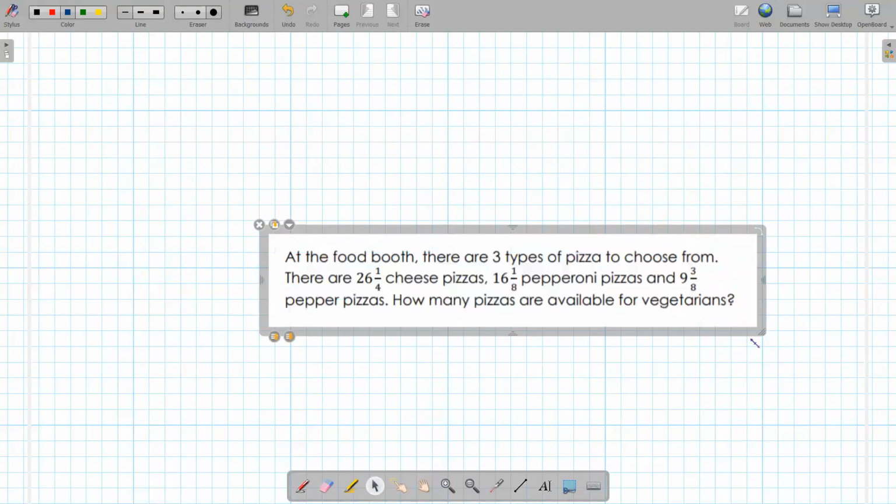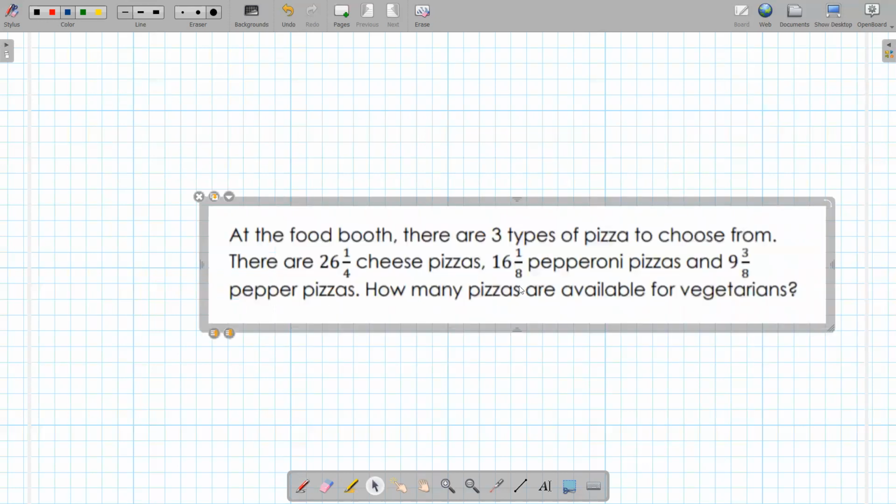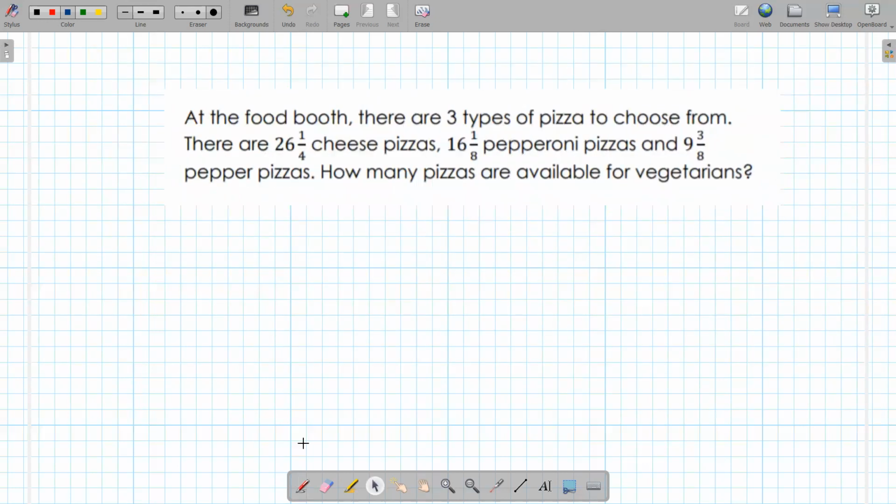At the food booth, there are 3 types of pizzas to choose from. There's 26 and 1/4 cheese, 16 and 1/8 pepperoni, and 9 and 3/8 pepper. How many pizzas are available for vegetarians? So 26 and 1/4 plus 9 and 3/8.